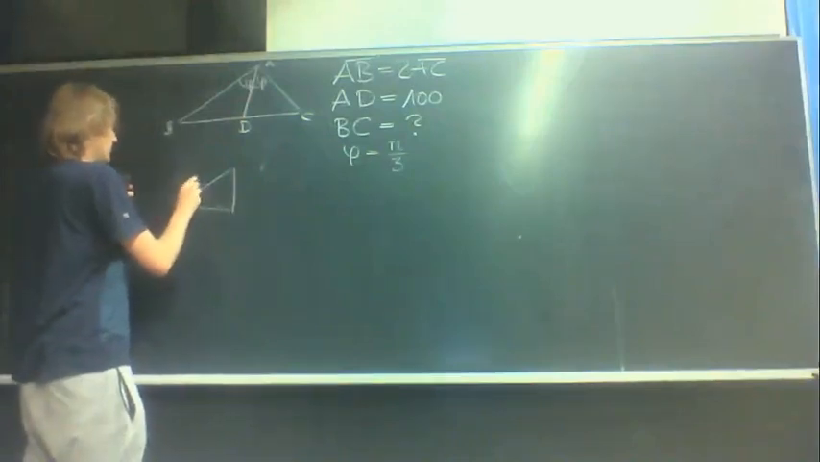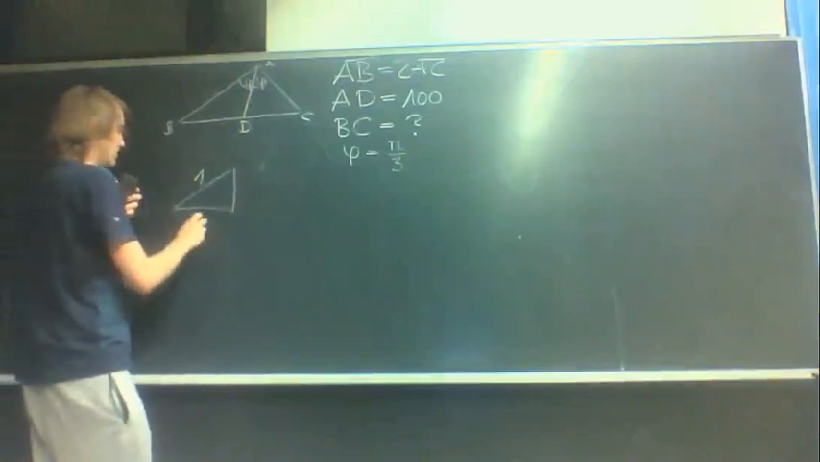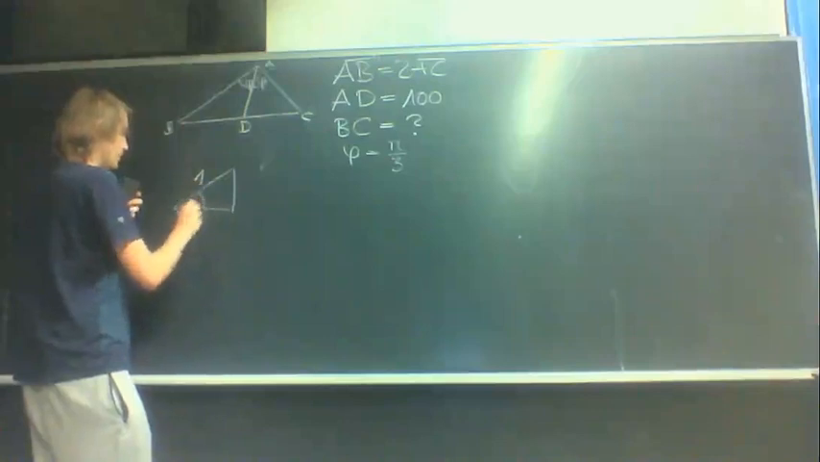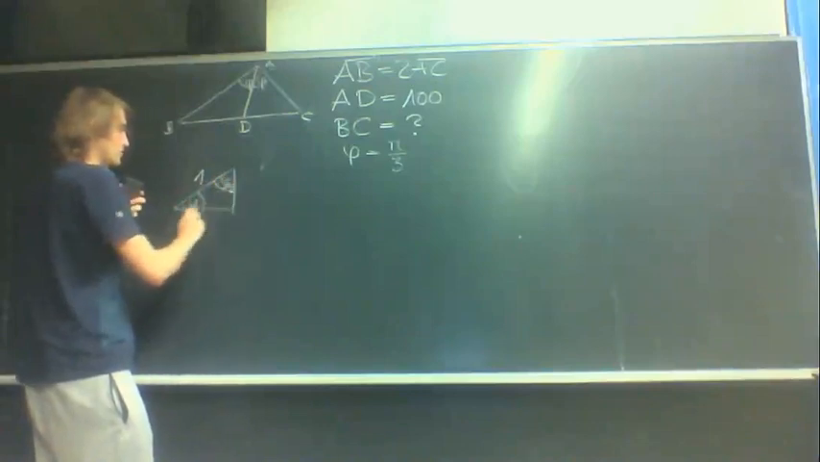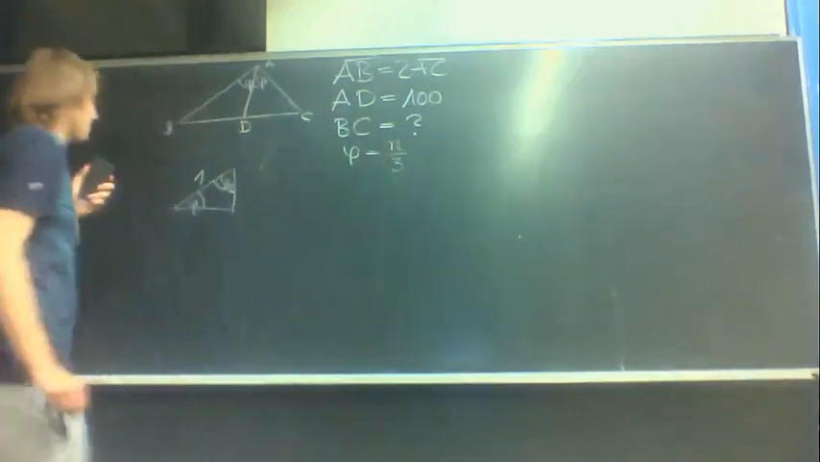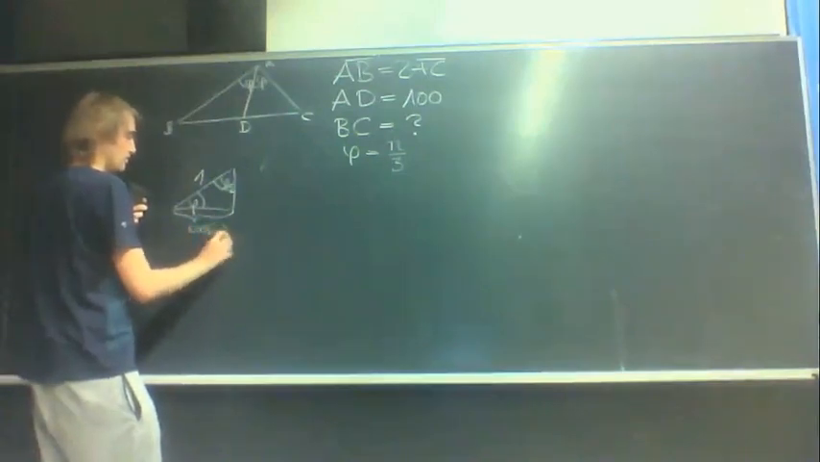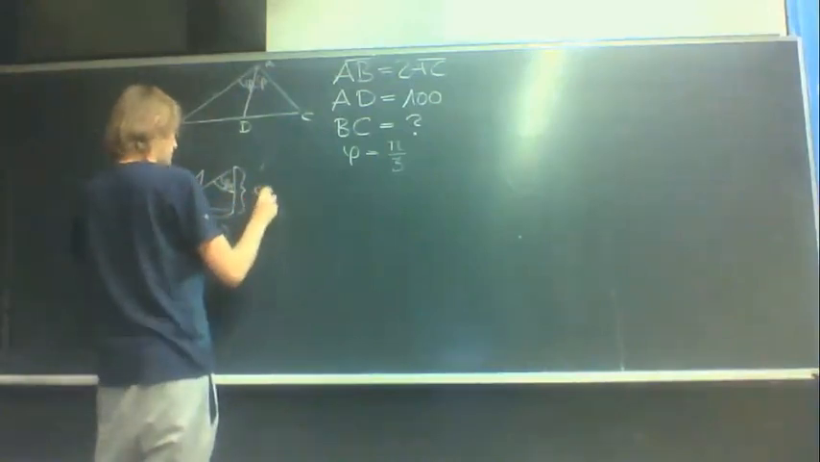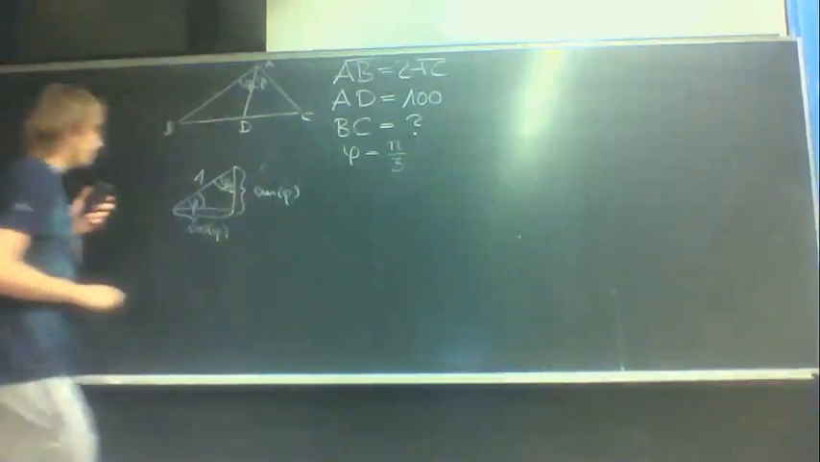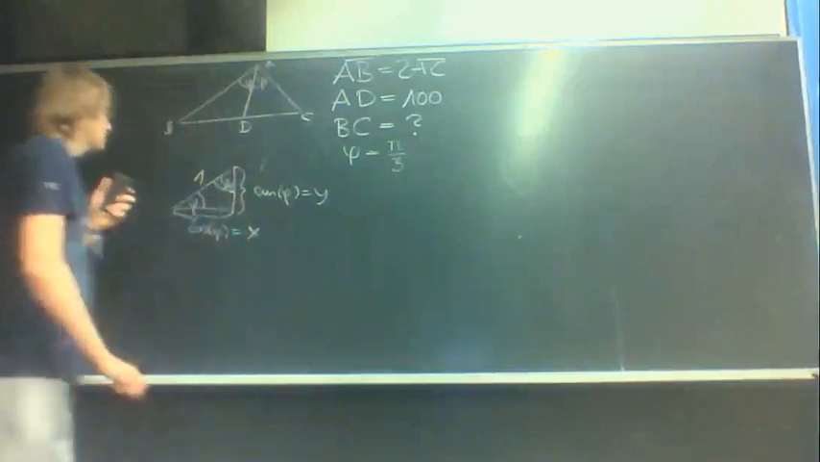So let us at first have a look at a triangle with a length of 1 at the long side and with an angle phi here and phi over 2 here. So phi will be our angle pi over 3. So this length will be cosine of phi, and this length will be sine of phi. Okay, let's call this y and this x.